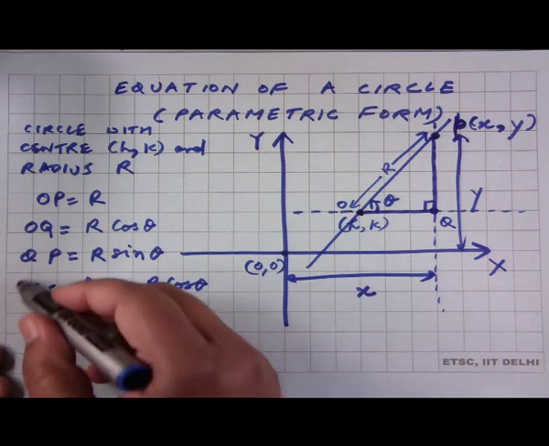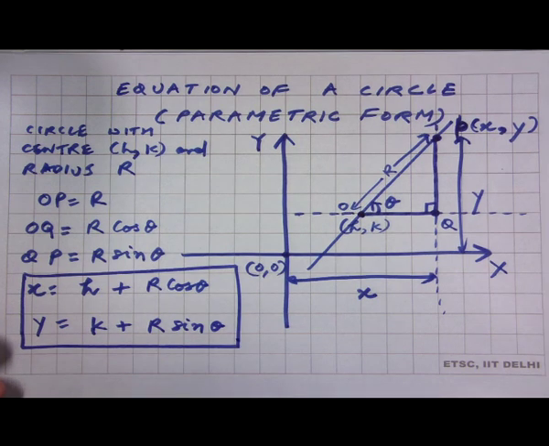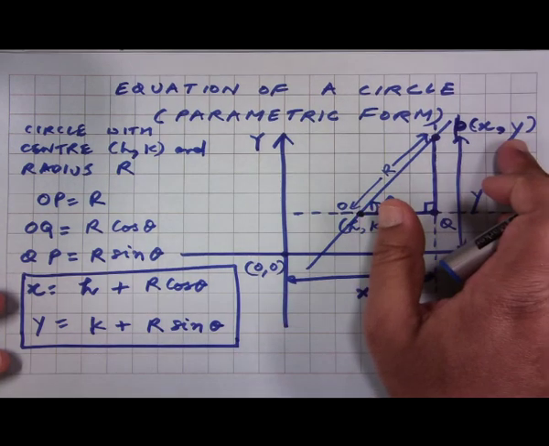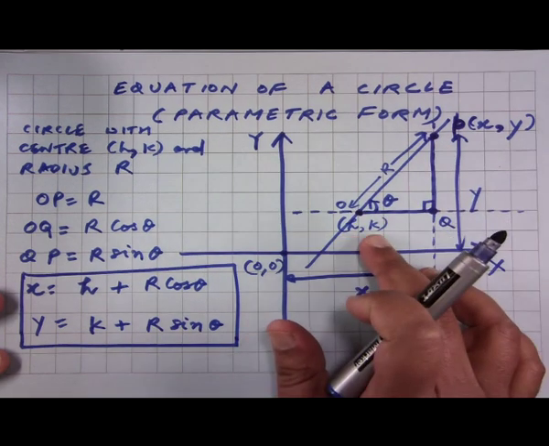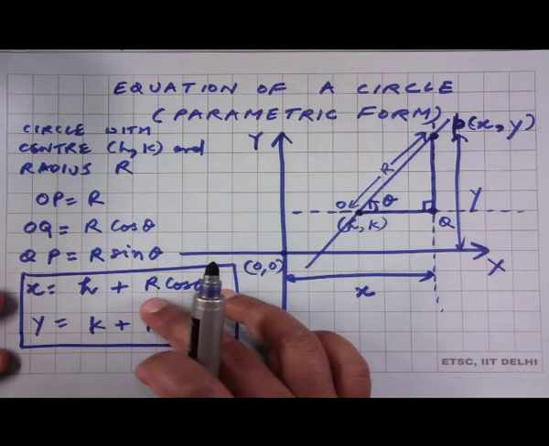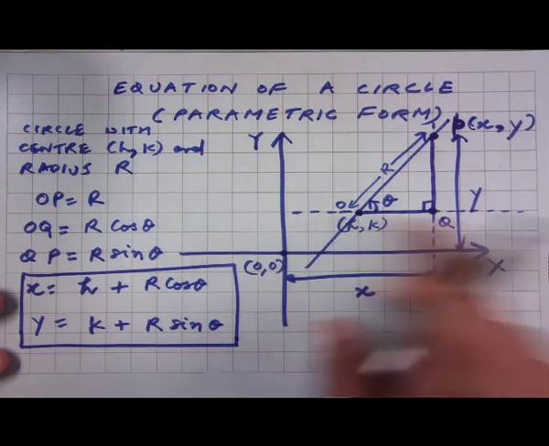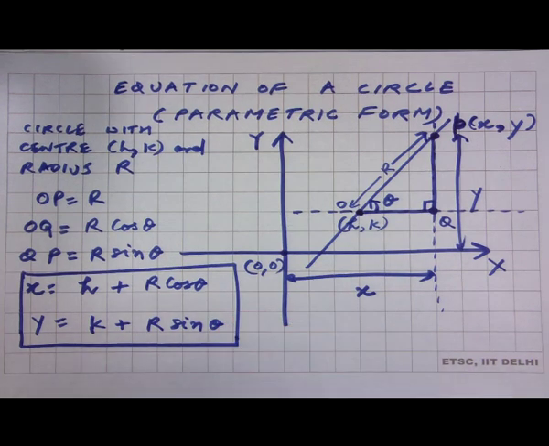So, indeed, we now have an expression for the x and y coordinate of this point P in terms of the coordinates of the center of the circle, the radius r of the circle, and the angle theta between this straight line and the horizontal x axis. But can this be formed into some kind of a rule, just as we had in the center radius formulation? And it is not very difficult.